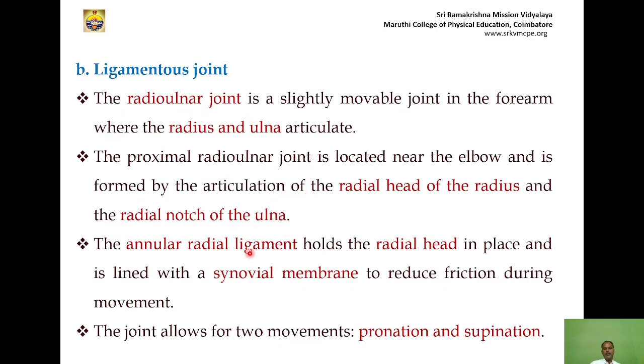The annular radial ligament holds the radial head. Here also, the ligament is helping for the small, slight movement. So that is called the annular radial ligament. It holds the radial head in place, and that is lined with the synovial membrane. The synovial membrane helps to reduce friction during the movement. So during the movement, friction will take place, and the synovial membrane restricts the friction between the bones.